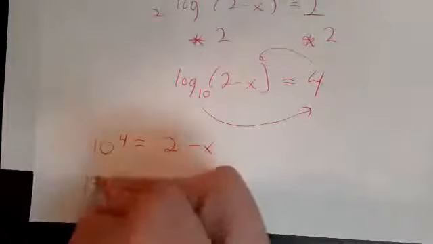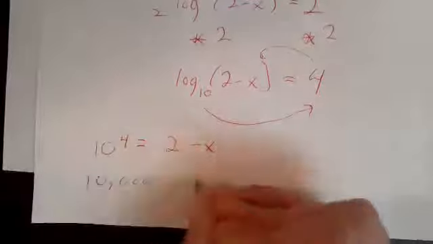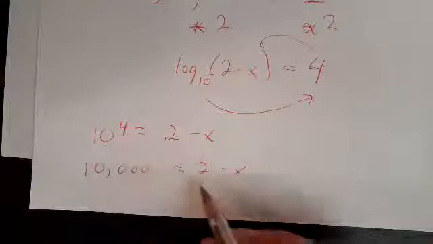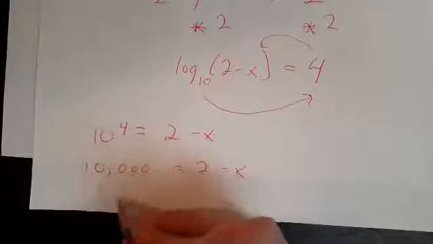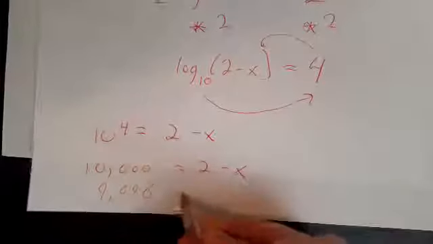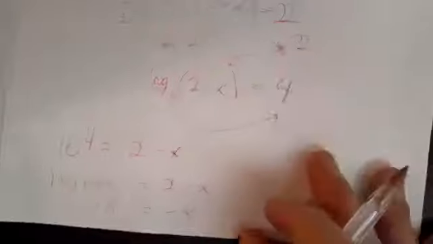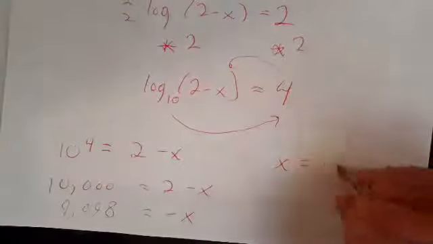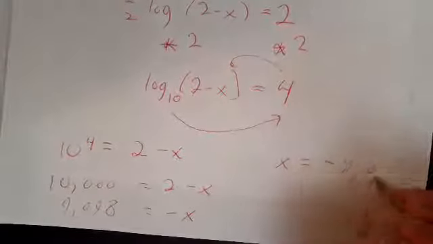10 to the 4th, I think we talked about that number enough today. 10,000 is equal to 2 minus x. And so I'm just solving for x. I'm subtracting 2. That gives me what? 9998 is equal to negative x. And I believe to solve for x, we multiply both sides by negative, so x is minus 9,998.